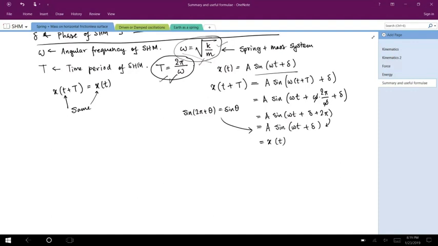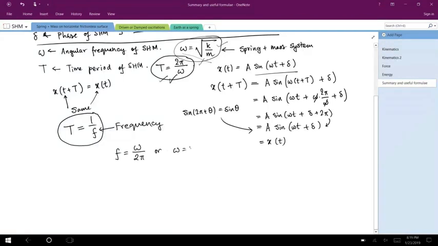A few more relationships that are interesting in simple harmonic motion. First of those is the relationship between time period and frequency. T equals 1 over f, where f is the frequency of SHM. Now with this, we can combine with our earlier relationship T equals 2π over ω, and we find that f is equal to ω over 2π, or ω equals 2πf. And so the angular frequency ω is related to the frequency f.